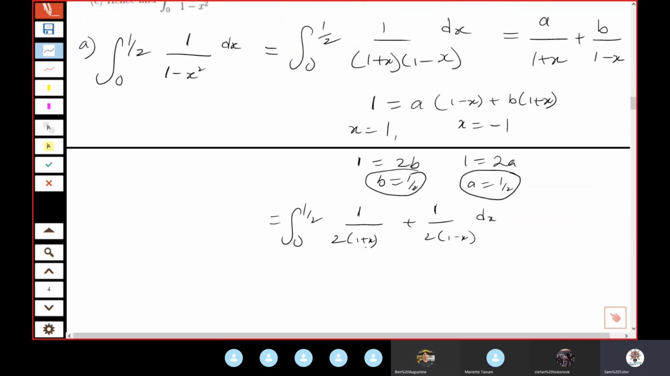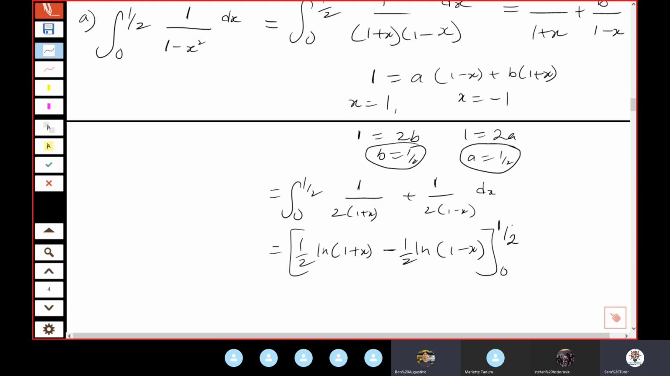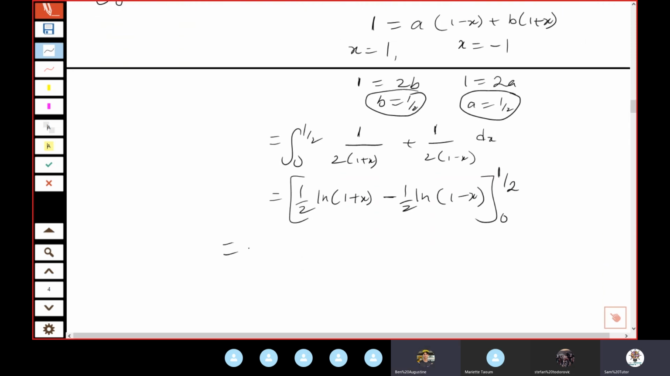And then, of course, we remember these are logs, so you've got a half in front of it, so it's half log 1 plus x. That's negative 1, so that's meant to be minus half log 1 minus x. And what do we sub in? Half and 0. Okay, half log 1 plus half is 3 on 2, minus half log half, minus sub in 0: half log 1 minus log 1.